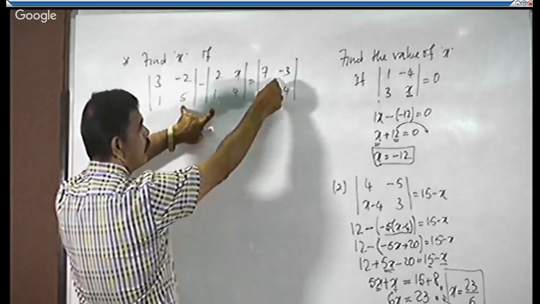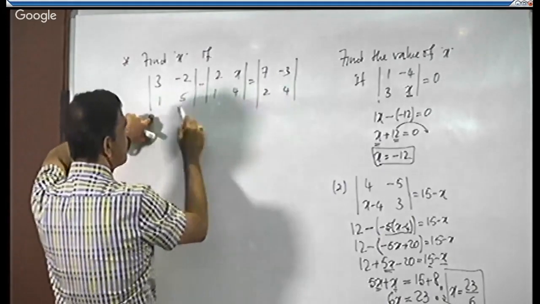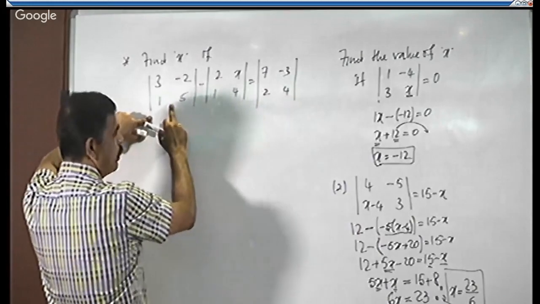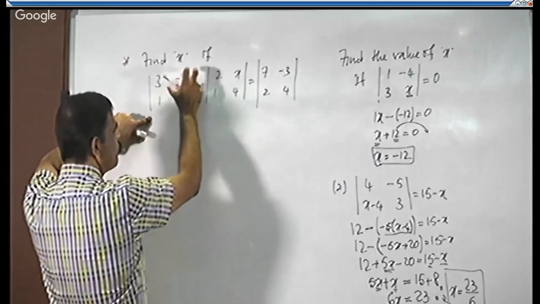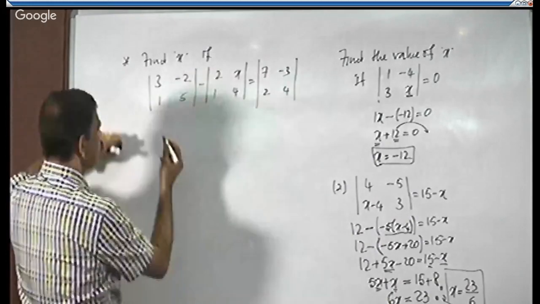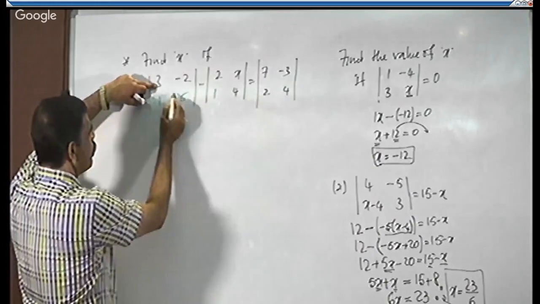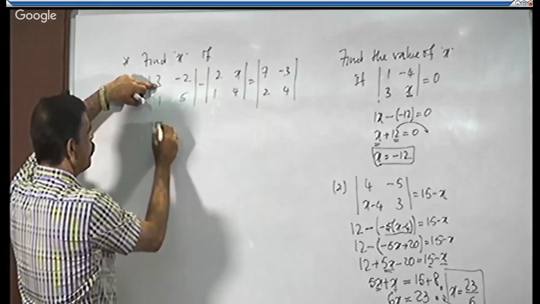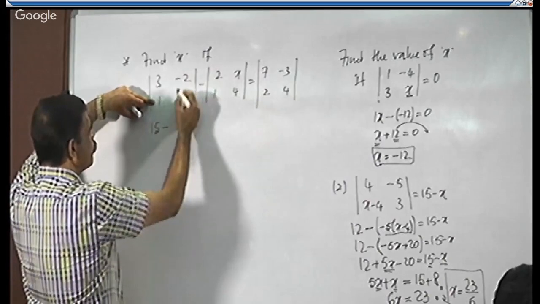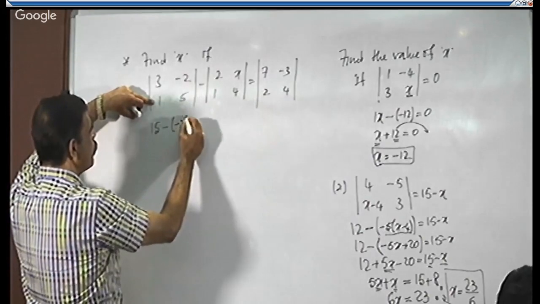One is at the right side. How to calculate the x value? See, these are the determinants now. Just expand it. Find the determinant value separately for all the three determinants. For the first determinant, it is 3 into 5, 15. Put the formula minus 1 into minus 2. It is minus 2 only.